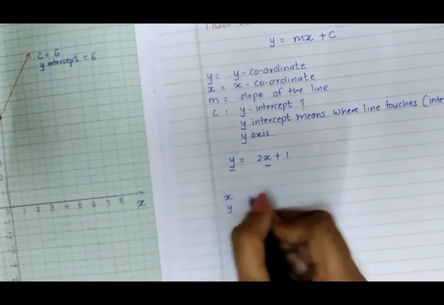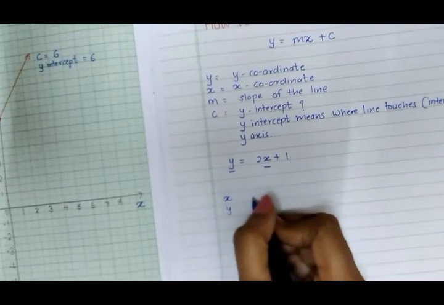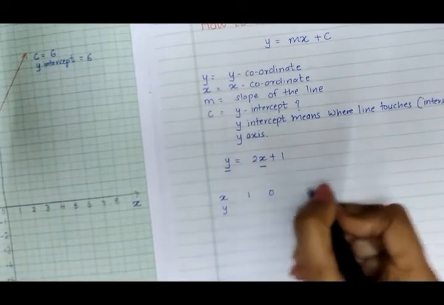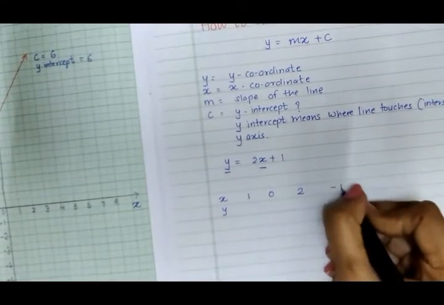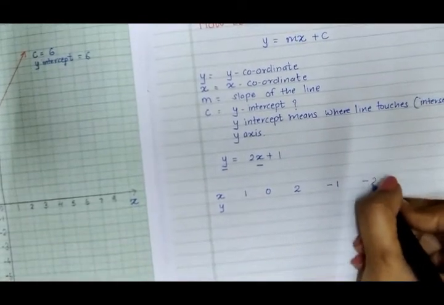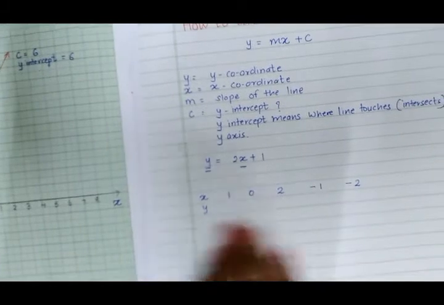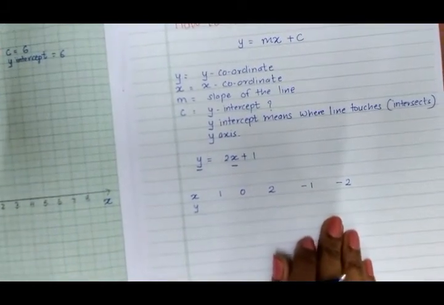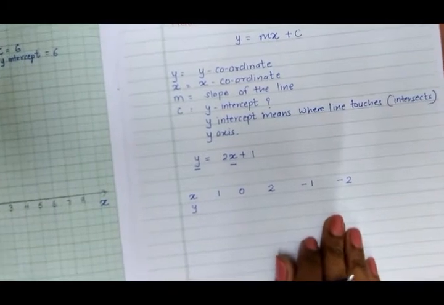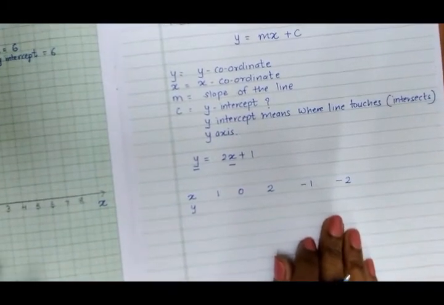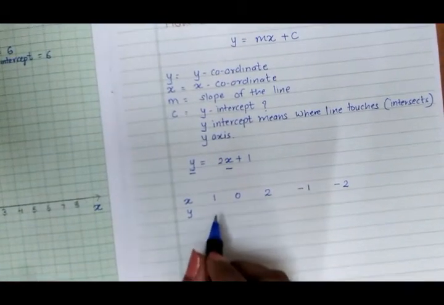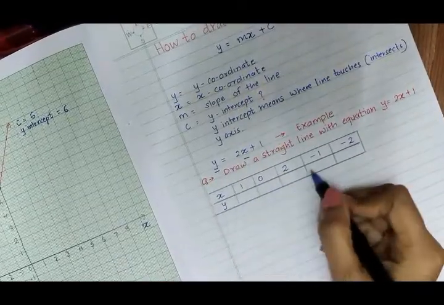Select any values of x of your choice. So I'm going to select my x values here as 1, 0, 2, -1 and -2. Usually we select these values, but if you want you can select any other values also, like 5, 6, 7, 4, 1.5. Whichever values you want to select for x, you can select these values. Now see the values of x which I have chosen.